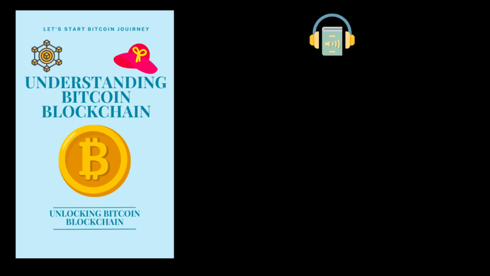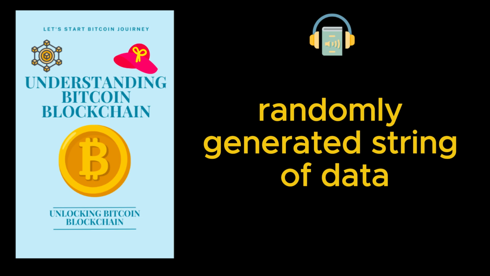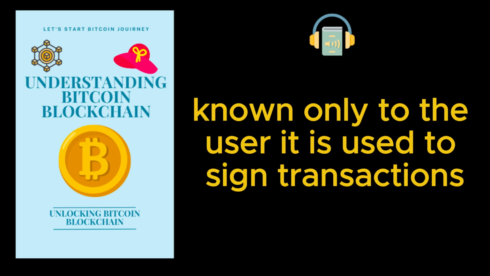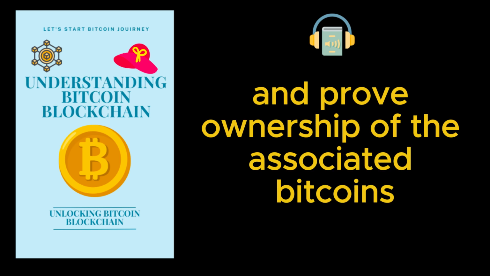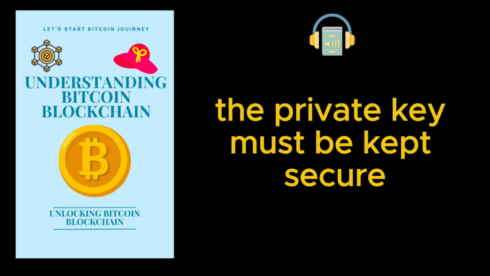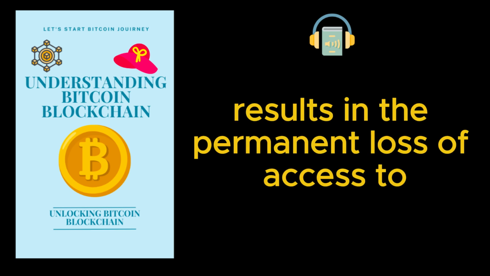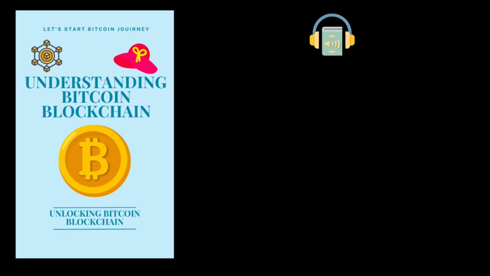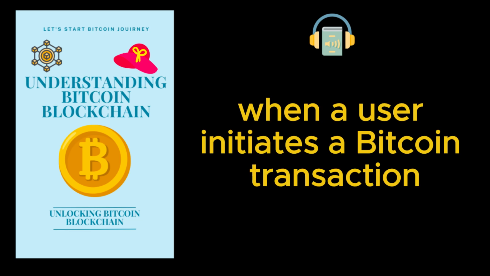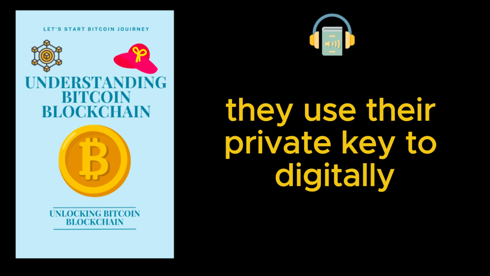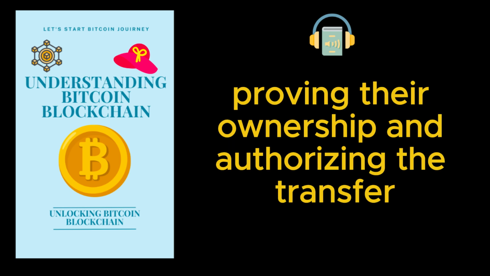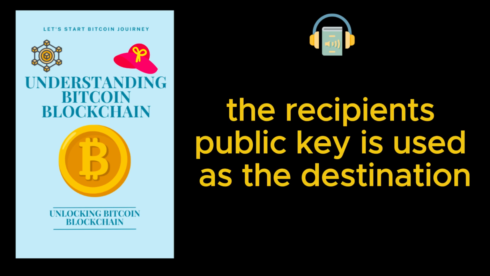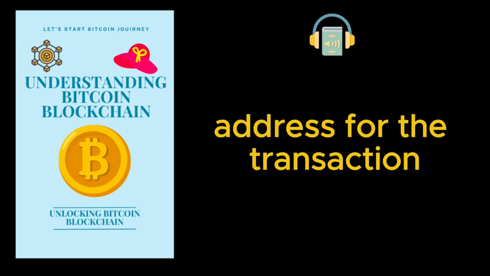Private key. The private key is a secret, randomly generated string of data known only to the user. It is used to sign transactions and prove ownership of the associated bitcoins. The private key must be kept secure, as losing it results in the permanent loss of access to the bitcoins in the associated wallet. When a user initiates a Bitcoin transaction, they use their private key to digitally sign the transaction, proving their ownership and authorizing the transfer. The recipient's public key is used as the destination address for the transaction.